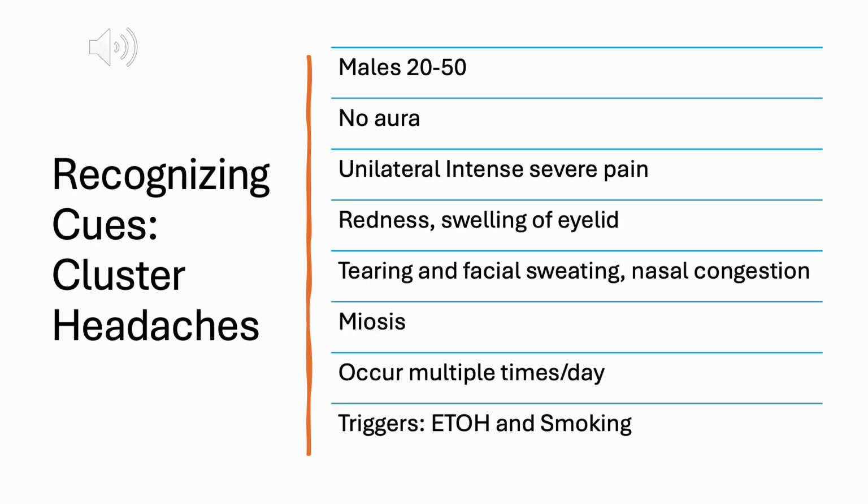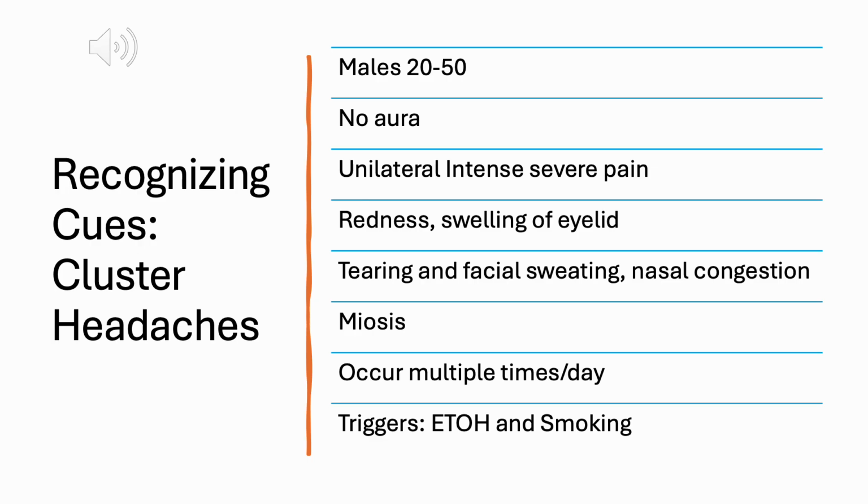So, recognizing cues with cluster headaches. Unlike migraines, cluster headaches are more common in males 20 to 50. They do not have an aura, but they do go into remission for a brief period of time after they have some cluster headaches. With a cluster headache, they can have several a day. So that's why it's called a cluster.